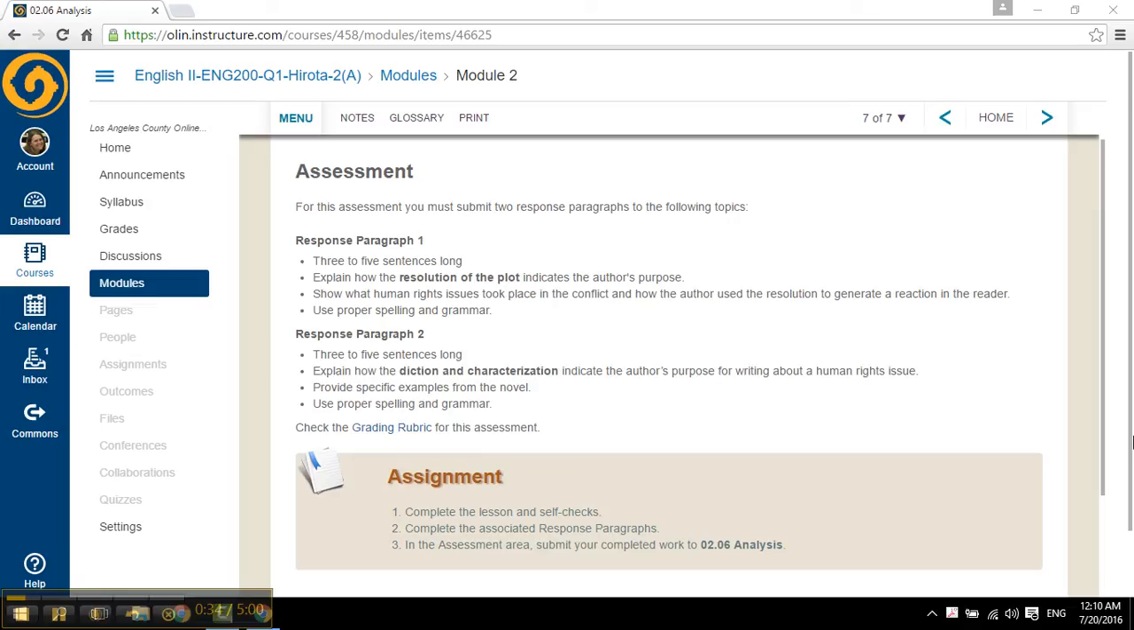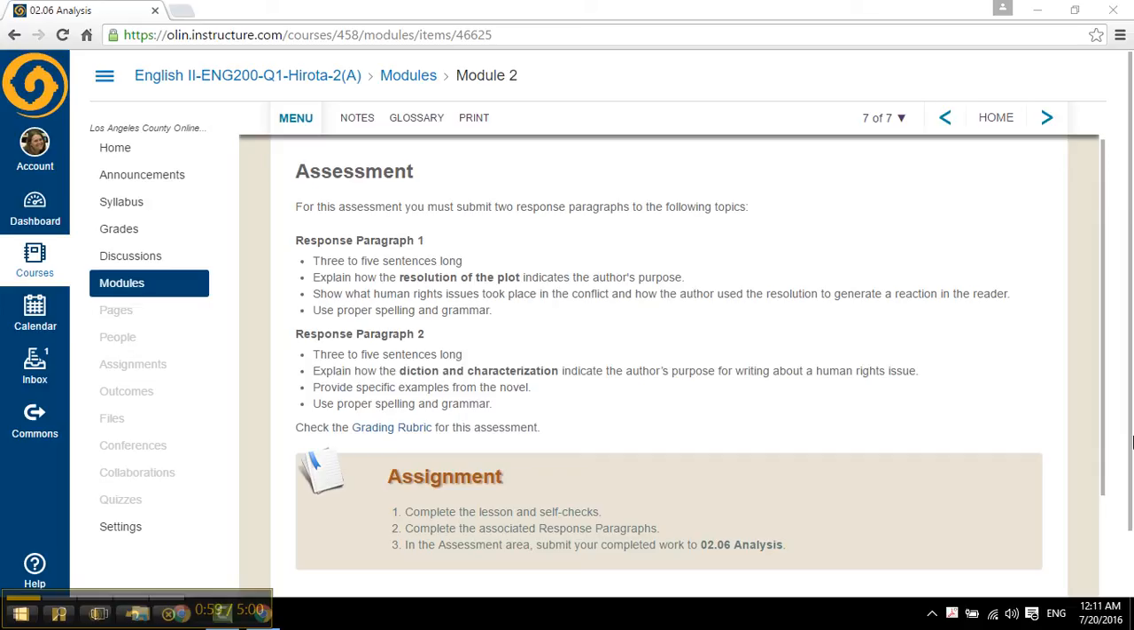In the second paragraph, you're going to do 3 to 5 sentences, and you're going to explain how the diction and characterization indicate the author's purpose for writing about a human rights issue. Provide specific examples from the novel. So you're going to need to quote from that or refer back to specific parts to show and support these ideas of diction and characterization.